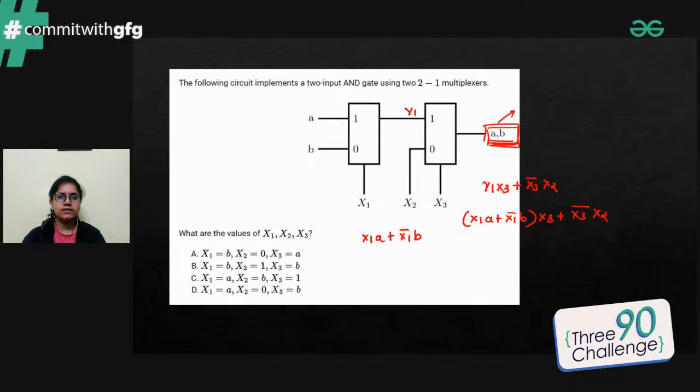Yeah, this is AND, right? So what is x1 value? X1 value is B. X2 value is 0. X3 value is A. And what is the output? F is equal to AB. Okay. By putting the options also, you can get the answer.